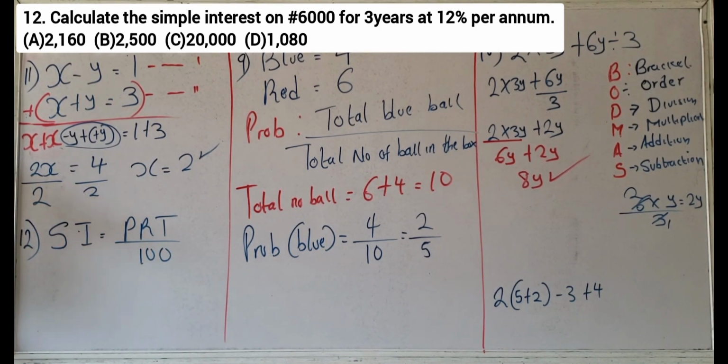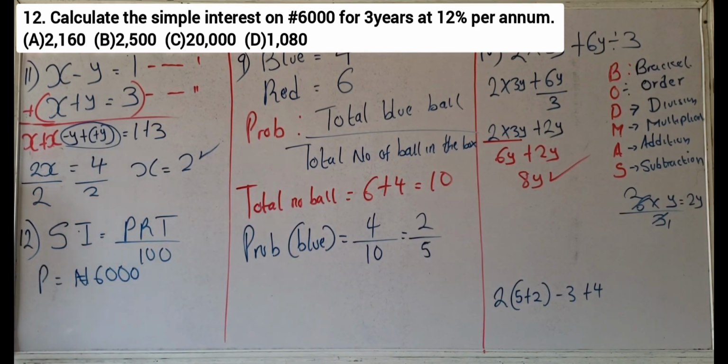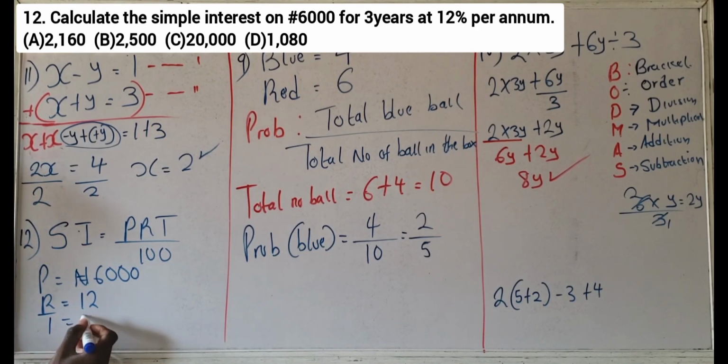You understand? So now let's look at the question. Let's look at the principal, rate, and time that we are given. Calculate the simple interest on 6,000 naira. Now listen, 6,000 naira is the principal. So P is equal to 6,000 naira, and for rate we have percent. Any value in the question that has a percentage is known as the rate. So R is equal to 12. So now we have time. The time is the duration. Now the duration is 3 years. So that means T is equal to 3.